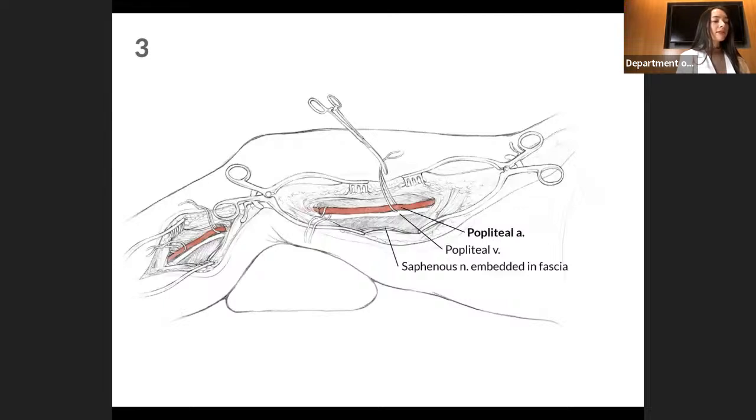The popliteal artery was exposed above and below the knee by dividing subcutaneous tissue. Other structures identified here include the adjacent popliteal vein and the saphenous nerve, which remains embedded in fascia. To prevent rupture, the popliteal artery was ligated proximal and distal to the aneurysm.